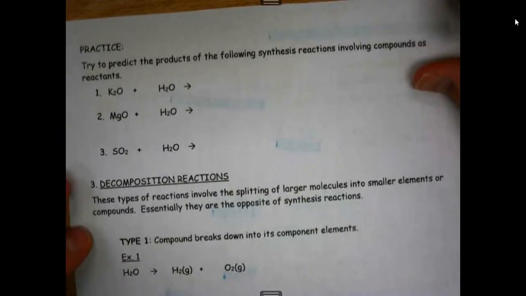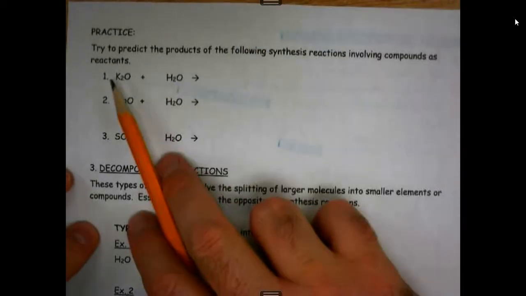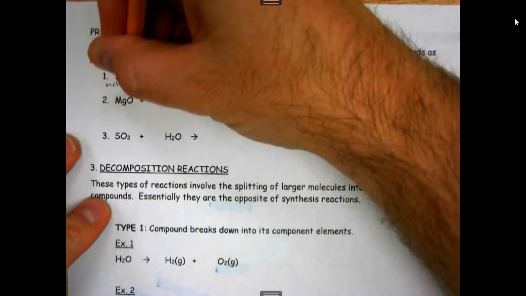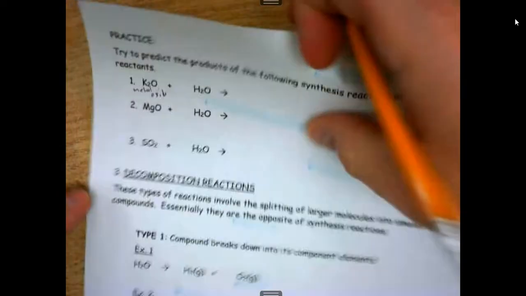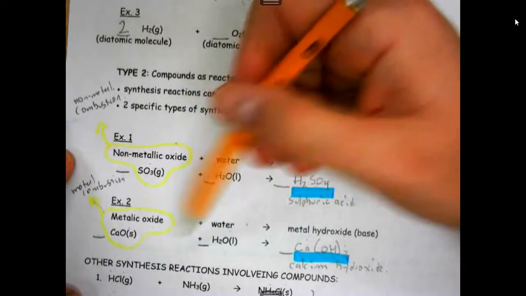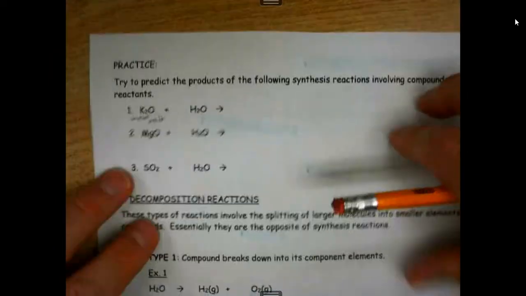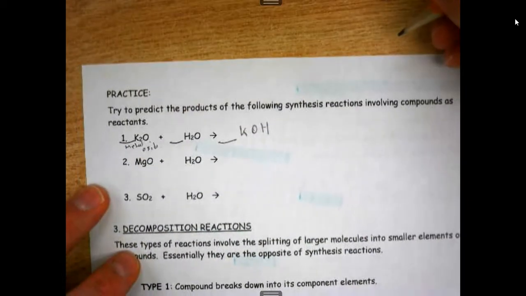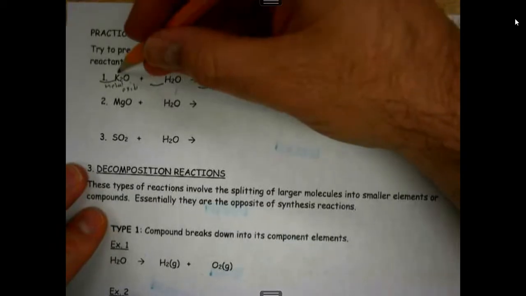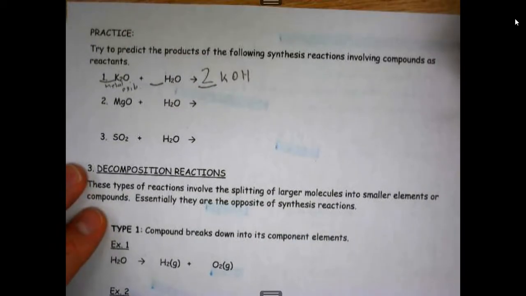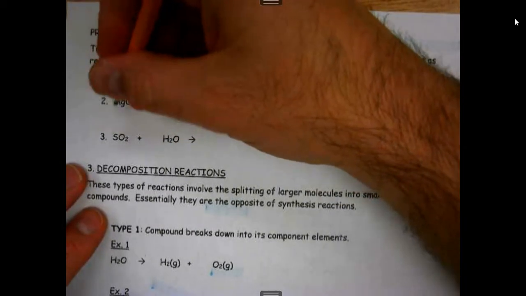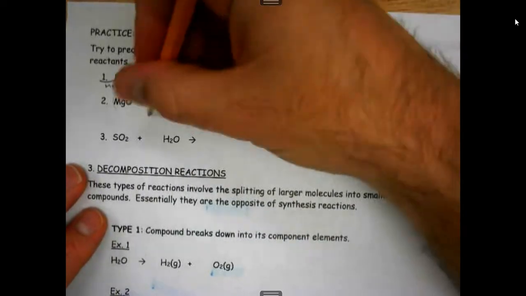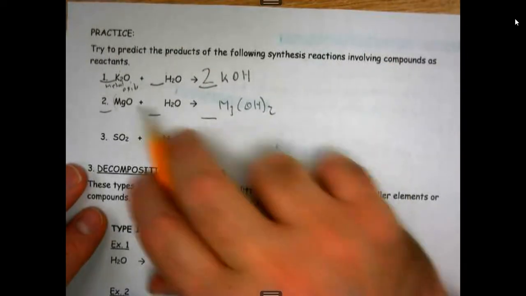All right, so if you had to combine as practice, okay, so this here is a metal oxide. And I know that metal oxides, when they combine with water, form a base. So this one is going to be KOH, and then you just have to balance it at that point. So there's 2, and then there's 2 there, that's good. Okay. This again is a metal oxide, so I'm going to get MgOH2. All right, then I just have to make sure that they're balanced. 2 H's, 2 O's, that's already good.